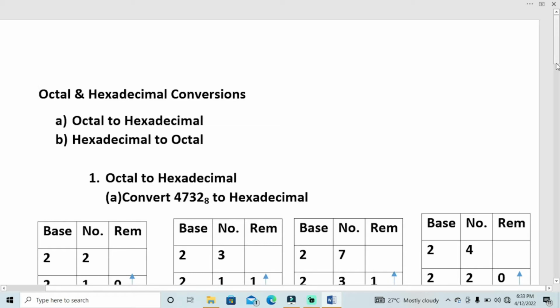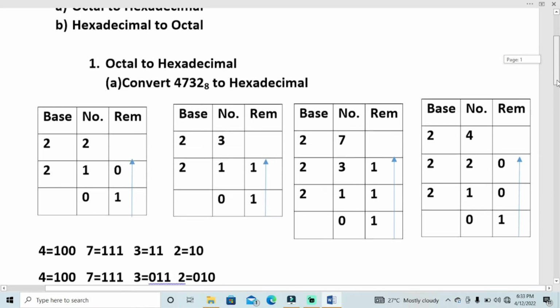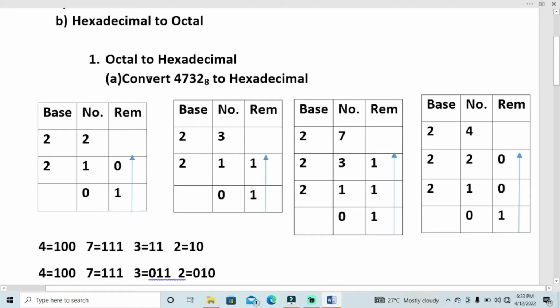So as you can see, I have taken a question here where we are being asked, in octal to hexadecimal conversion, to convert 4732, which is in octal, to its hexadecimal.